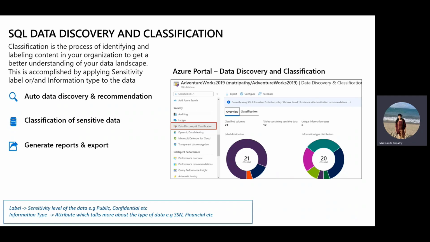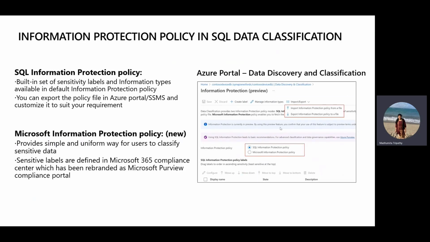So there are a couple of these inbuilt sensitivity labels that SQL provides. Apart from that, you can have information type, which is an extra attribute. Apart from the sensitivity label, you want to label or tag the data saying that this is financial data, or this is PII data, or this is contact info. Those kinds of default information types are available in SQL. So let's move on to the next slide.